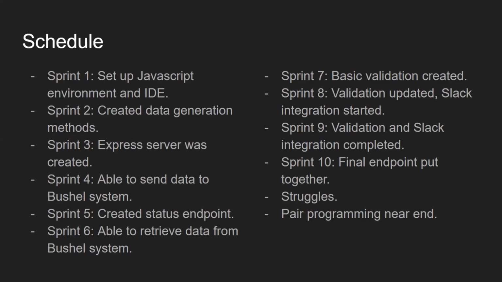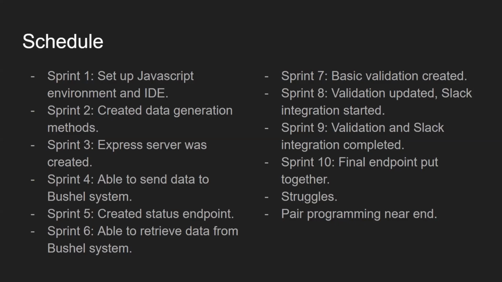In our 8th sprint, we updated our validation to check the fields of the tickets as well to make sure there were no mismatches or any mutations. And we also started our Slack integration, which would allow us to send messages to Slack from our program. In our 9th sprint, we revised both the validation and Slack integration to completion.